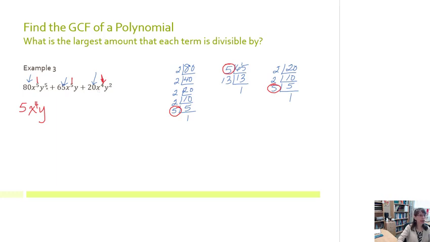Now we're going to look at our bases of y. Exponent 5, exponent 1, exponent of 2. So whichever of those exponents is the smallest one, that's how much of that base is found in all the terms. So that would be y to the power of 1. So that's just y.